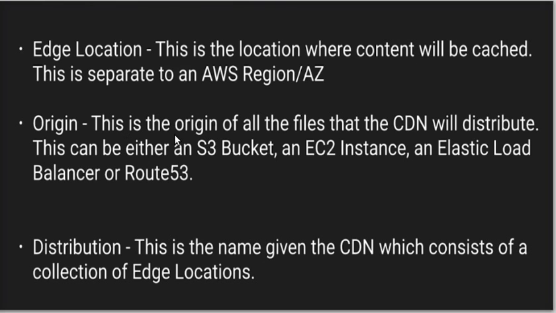So origin, this is the origin of all the files that the CDN will distribute. This can be either an S3 bucket, an EC2 instance, an elastic load balancer, or Route 53. Then distribution, this is the important thing. This is the name which is given to the CDN and which consists of a collection of edge locations.